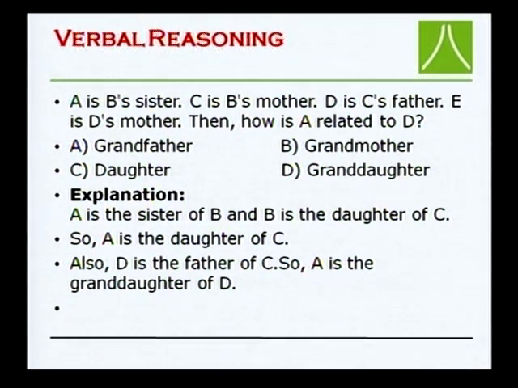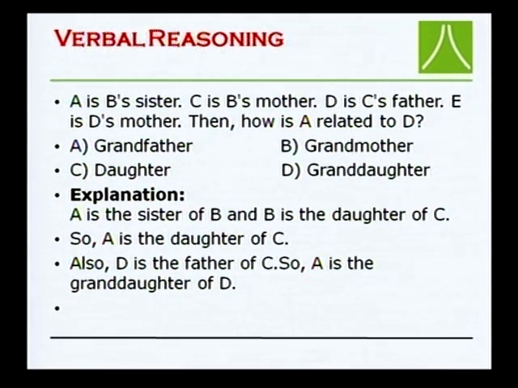Now the next verbal reasoning question: A is B's sister, C is B's mother, D is C's father and E is D's mother. Then how is A related to D? This is a question about the relation between family members. A is B's sister, means A is a sister of B. And C is B's mother. C is B's mother means, very clear, B is the daughter of C.